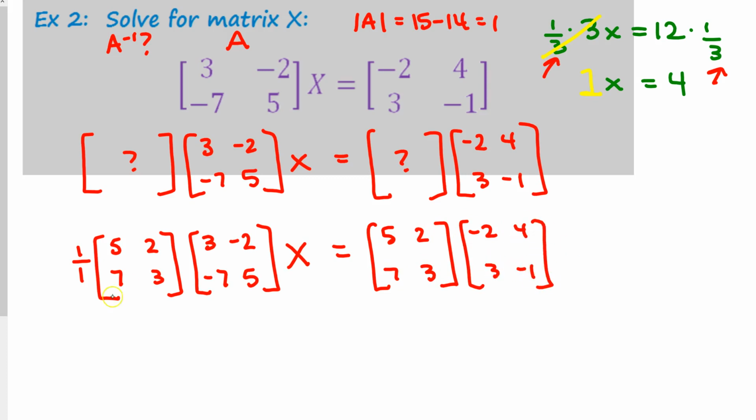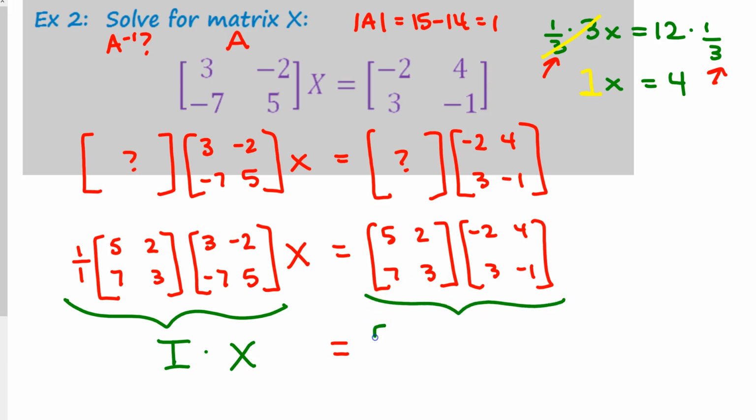But on the left, we know what this product is. That product is the identity. And the identity times x is just x. So all we really have to do, what it boils down to, is after you find that inverse, multiply these together. So let's do that.